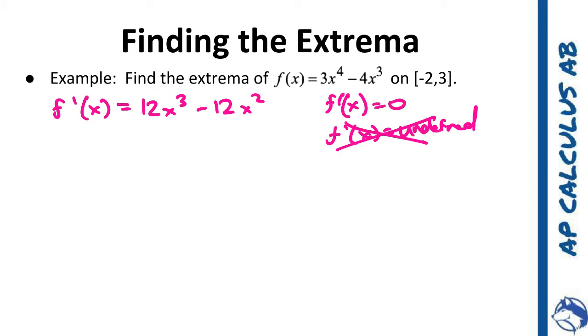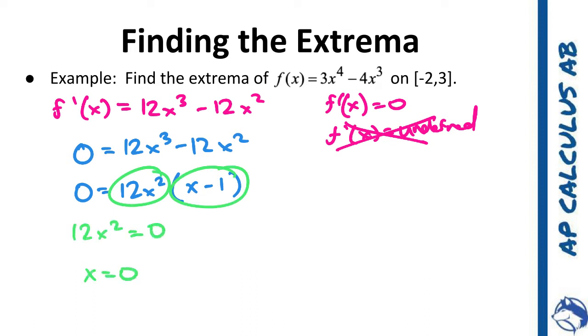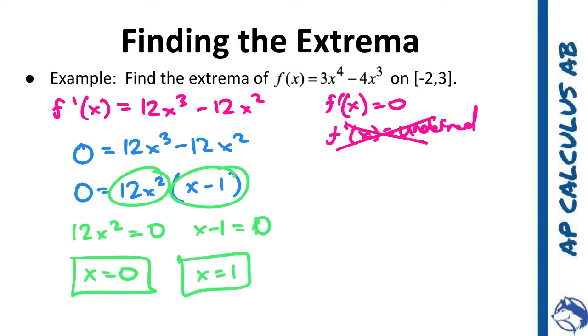So basically, at this point, I need to set 0 equal to my 12x cubed minus 12x squared. I'm factoring out a 12x squared, which leaves me with x minus 1. Using my zero product property, I'm looking at both of those chunks. So x is equal to 0, and x minus 1 is equal to 0, so x has to equal 1. These are my two critical numbers that I have to evaluate.